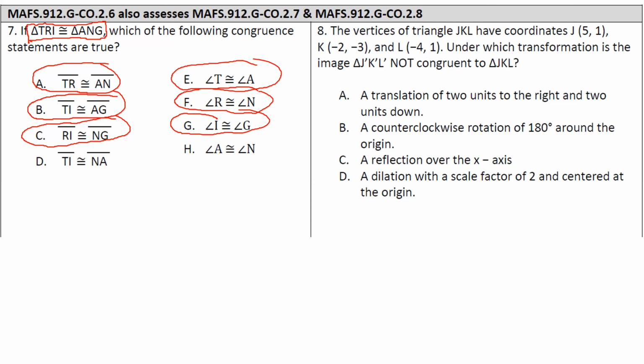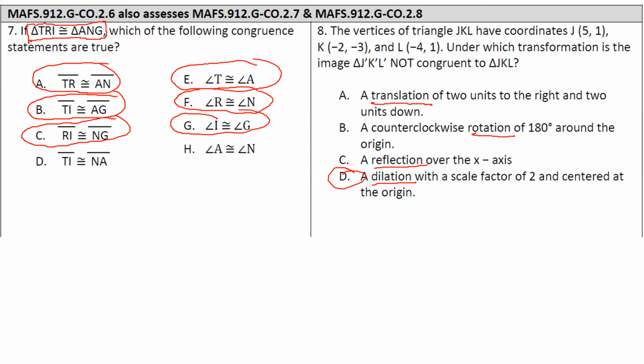All right. Number 8. The vertices of triangle JKL have coordinates of, and they gave us a bunch of coordinates. We actually don't even need the coordinates on here. It says under which transformation is the image not congruent to the original. Well, on here, it gives options of translation, rotation, reflection, and dilation. 3 out of those 4 are congruency transformations. One of them is not. Which one's not the congruency transformation? D, the dilation. So that one doesn't work.